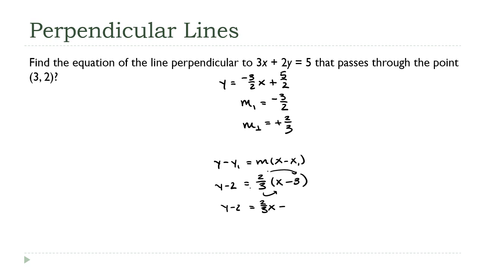I distribute the 2/3 here. Y minus 2 equals 2/3 x minus 3 times 2/3. Well, those 3's are going to cancel, and this is just minus 2. And finally, add 2 to both sides. Y equals 2/3 x minus 2 plus 2. Over here on the right side is 0, so this is it. That's my final answer. That is the equation of the line through the point 3, 2, and that is perpendicular to the given line.